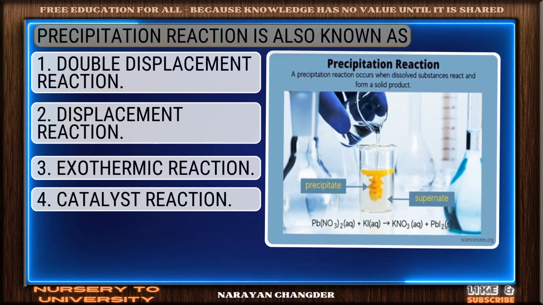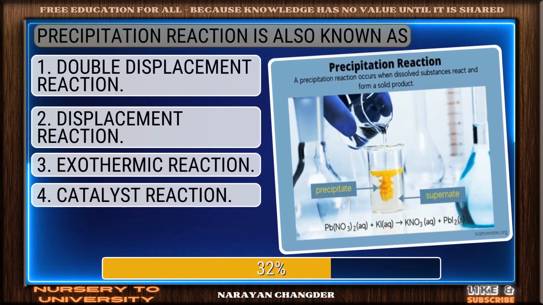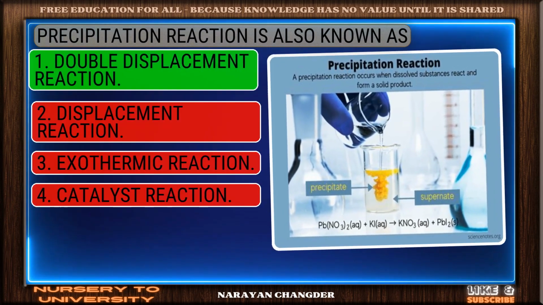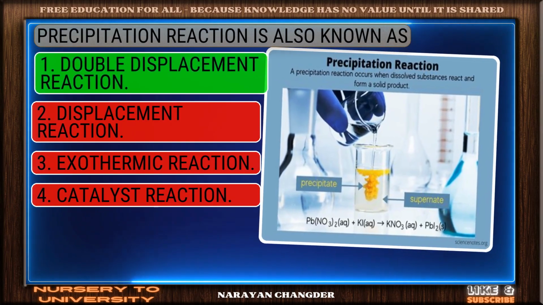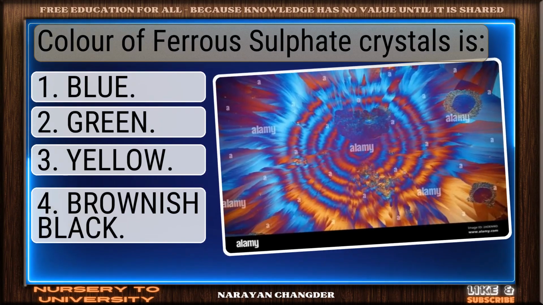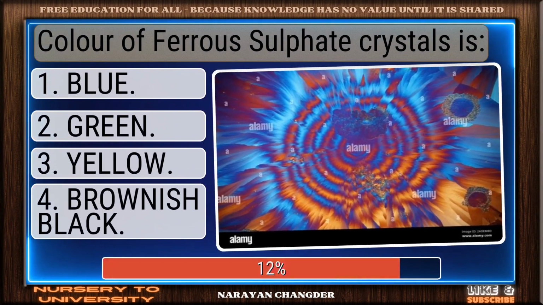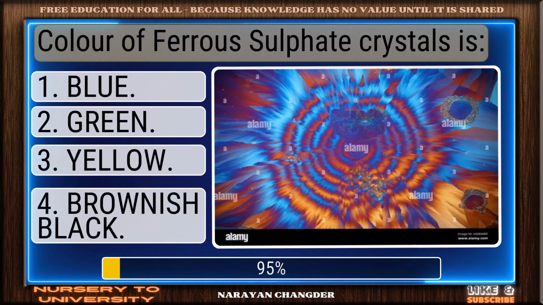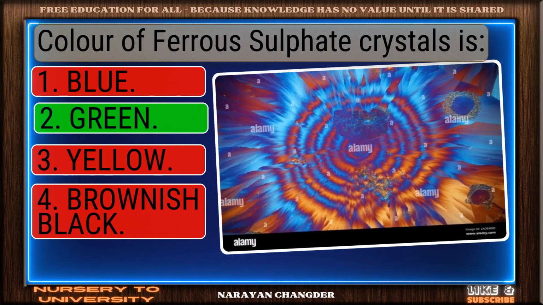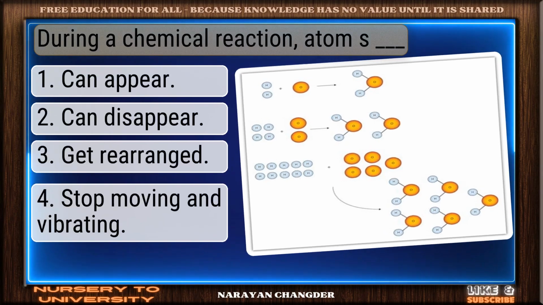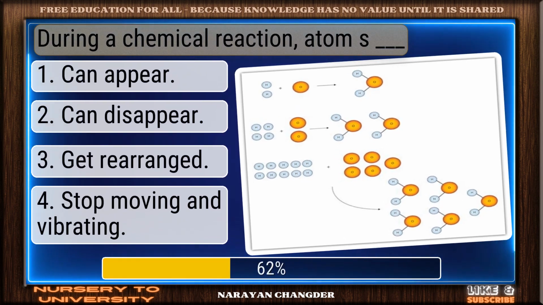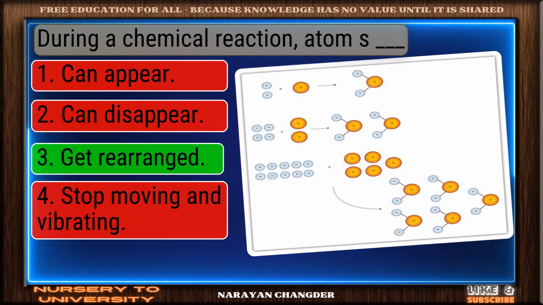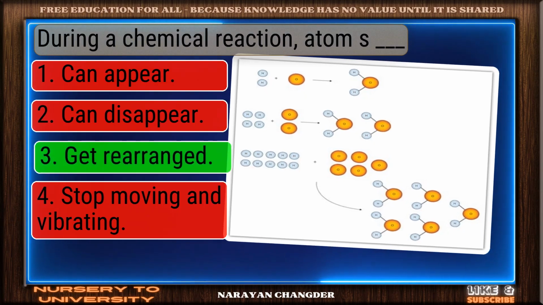Precipitation reaction is also known as. Perfect. Double displacement reaction is the one. Color of ferrous sulfate crystals is. Great job. Green is accurate. During a chemical reaction, atoms dash. Correct. Get rearranged is spot on.